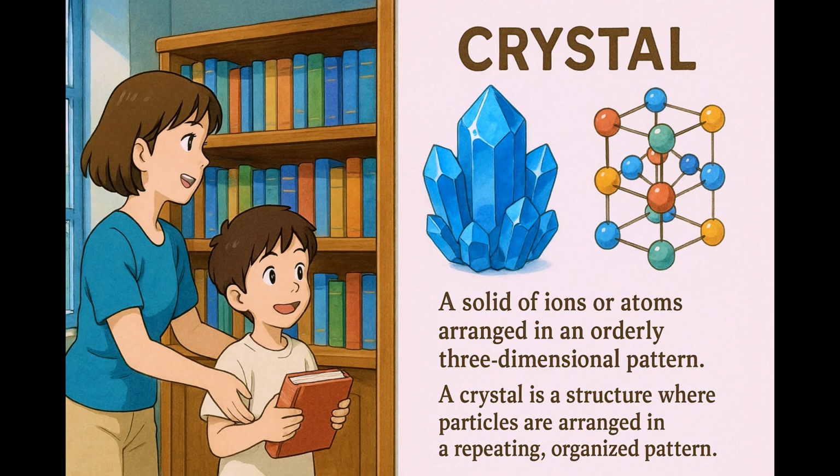Imagine trying to organize a bookshelf where every book has a specific spot, and you can't just place them randomly. This is similar to how atoms or ions are arranged in a crystal, where each particle has a precise position in a three-dimensional pattern. Just as a well-organized bookshelf allows you to find and access each book easily, the orderly arrangement of particles in a crystal ensures structural stability and predictability in its properties.